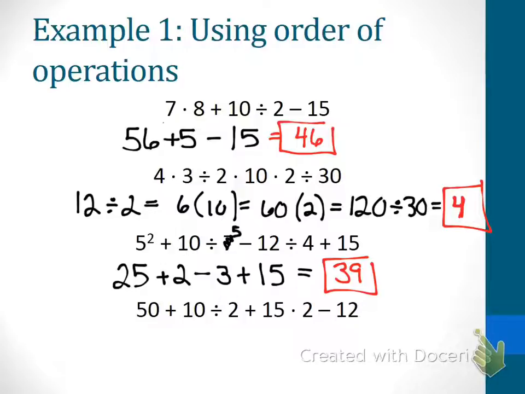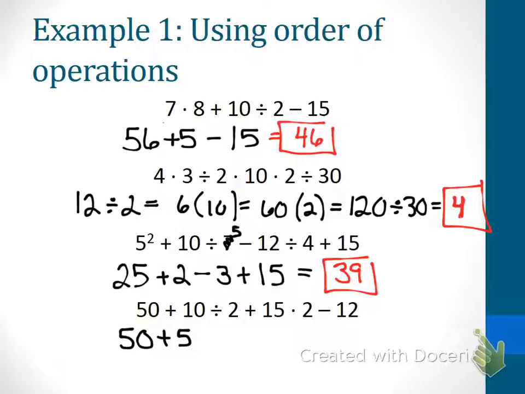All right, so now we're going to work out the last problem. First things first. What do I do first? Someone raise your hand. What do I do first? Ariel? Division. So I divide 10 divided by 2. So I've got 50 plus 5.